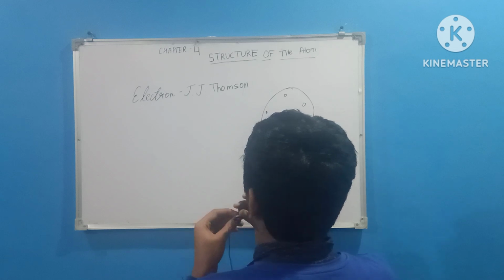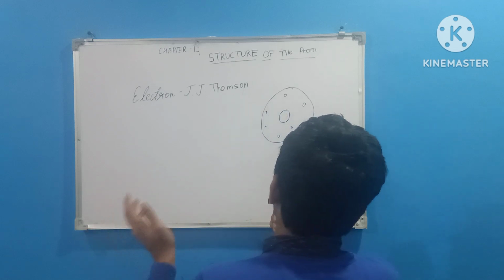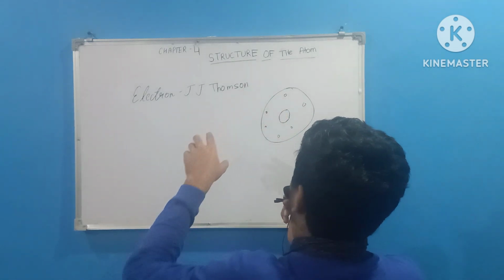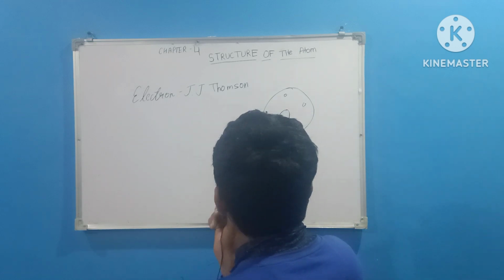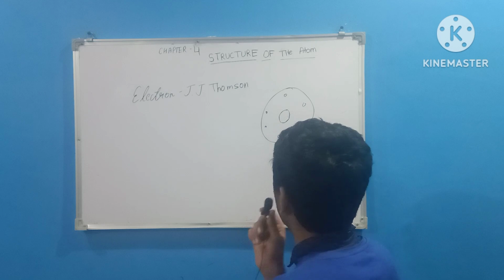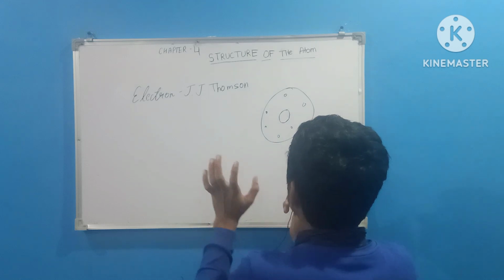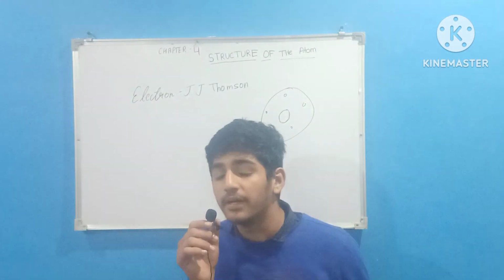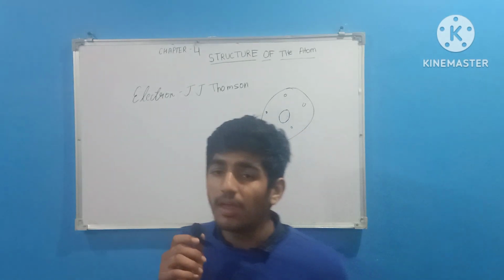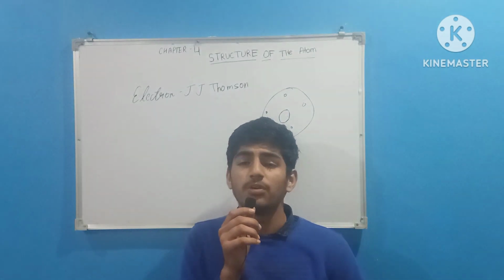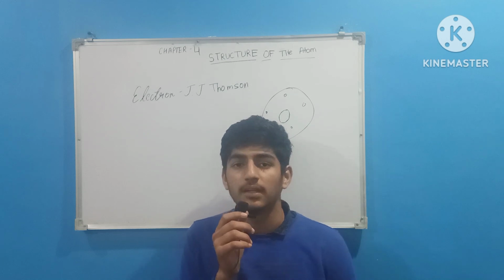So I again repeat: the whole sphere-like structure of atom is positive charge, and electrons are embedded in it as seeds are embedded in a watermelon. He compared his theory with a watermelon.